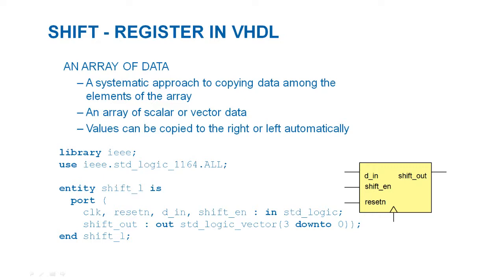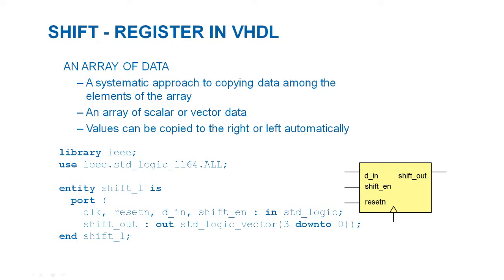Here is an example in which I would like to shift to the left, one step at a time. Hence, I would like to multiply the value by 2. Since this is a standard logic vector with the most significant bit on the left hand side and the least significant bit on the right hand side, shifting to the left is another way of multiplying by 2.